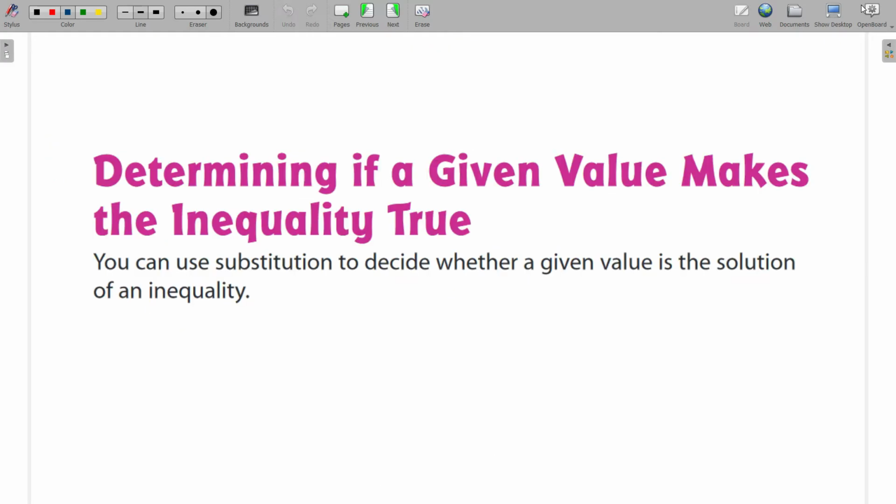Determining if a given value makes the inequality true. You can use substitution to decide whether a given value is the solution of an inequality.